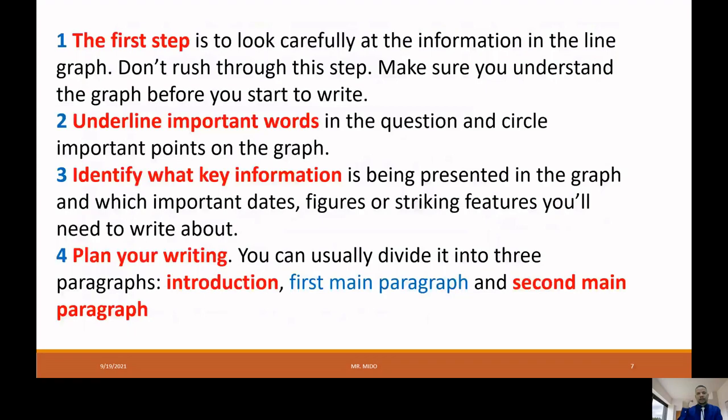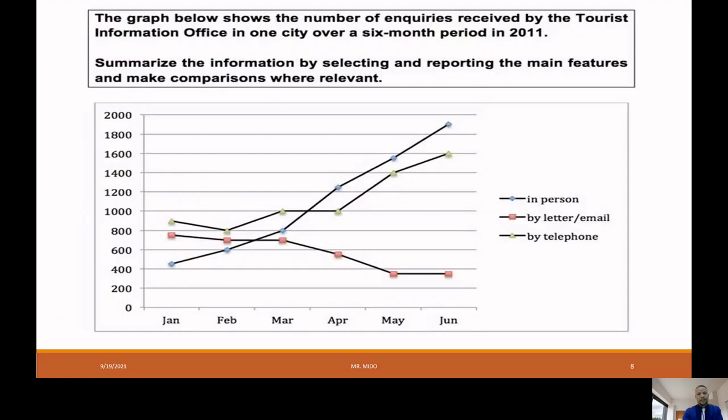Introduction, first main paragraph, second main paragraph. I mean, the introduction is the genre, for the whole type, for the whole graph, for the whole line graph. First paragraph maybe for the highest. Second paragraph is one if you have more than one. You see that. Now we have the question here.